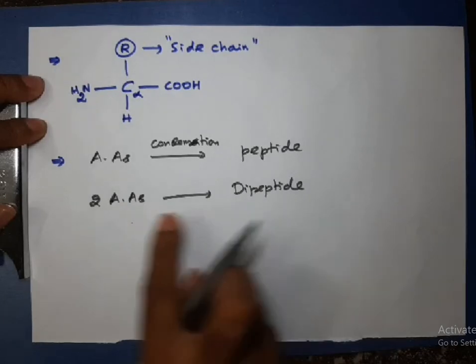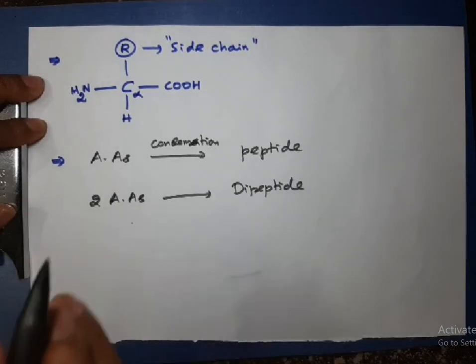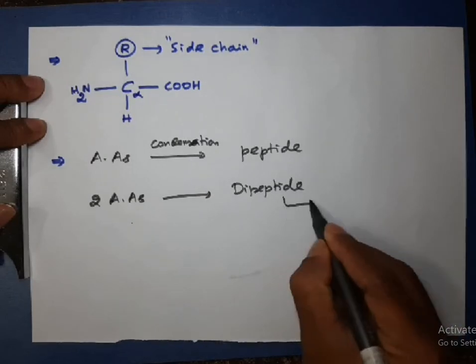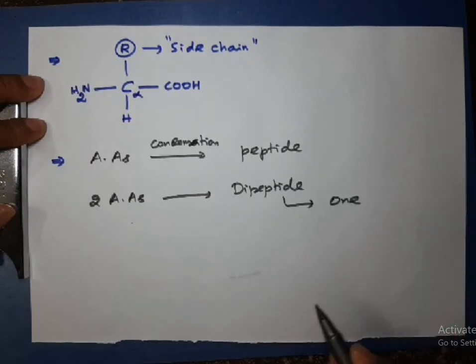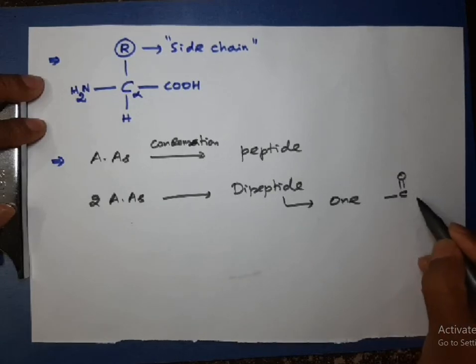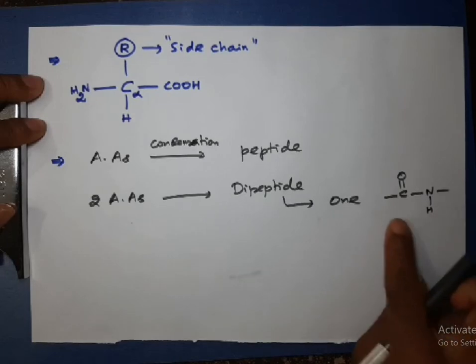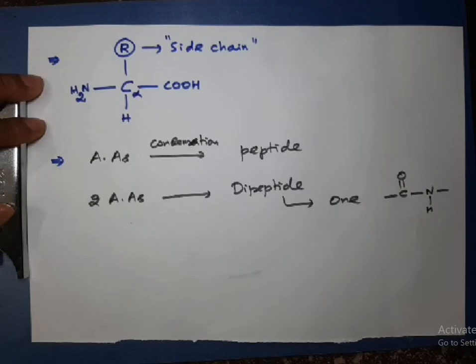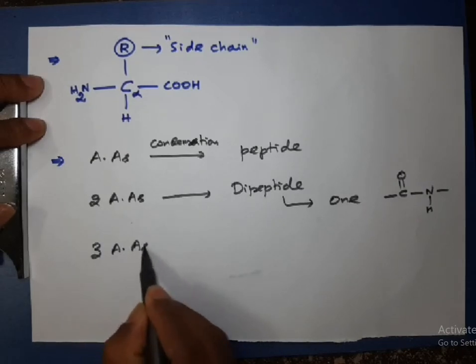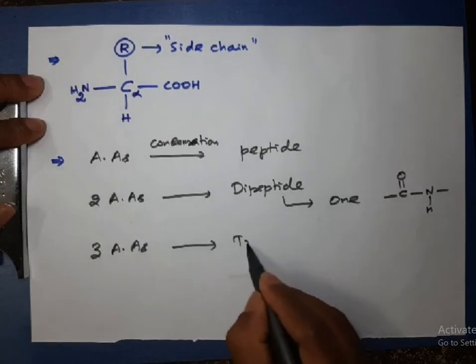So dipeptide means it consists of two amino acid units, and there is one peptide linkage. What is peptide linkage? C double bond O, bond NH. If three amino acid molecules combine, you will get what is called a tripeptide.